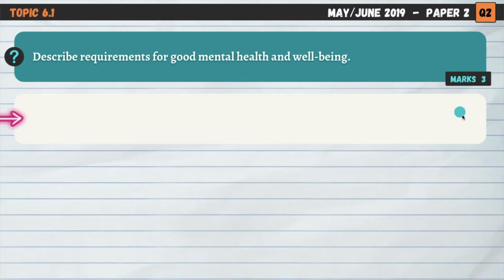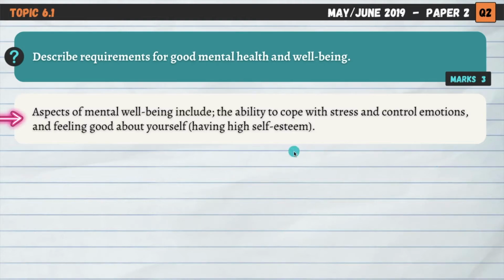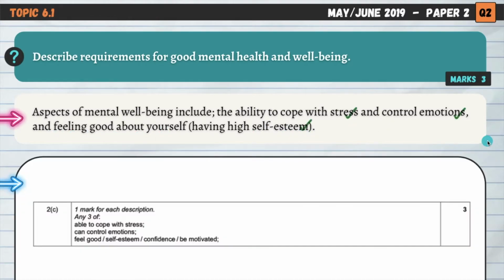So under health and well-being, topic 6.1, go and watch the video if you need to. You really need to know the requirements for good mental, social, and physical health. And there are about 3 or 4 statements that you need to remember for each one. So aspects of mental well-being include the ability to cope with stress, okay, for 1 mark, the ability to control emotions for a 2nd mark, and feeling good about yourself or having high self-esteem. So 3 points made there: coping with stress, controlling emotions, and having high self-esteem or feeling good about yourself.